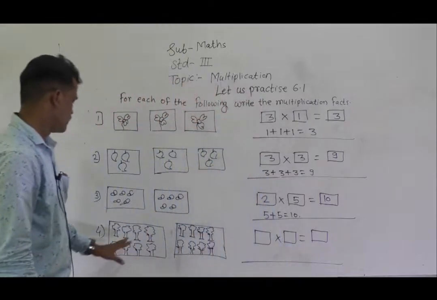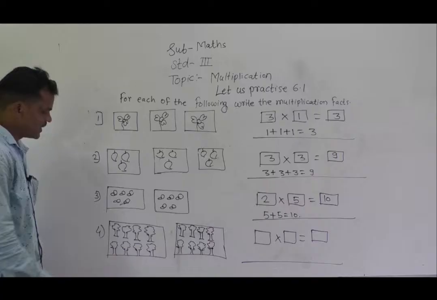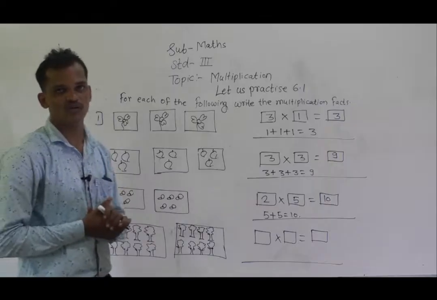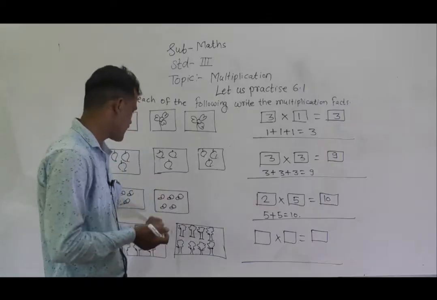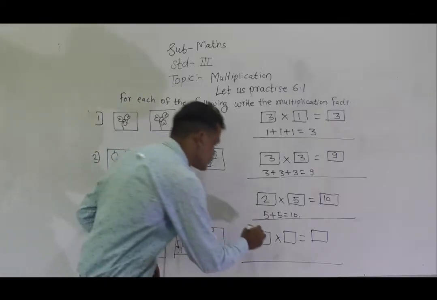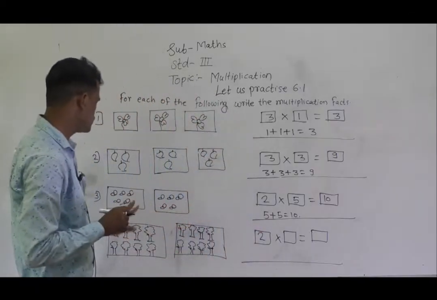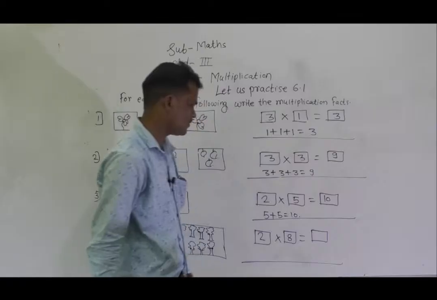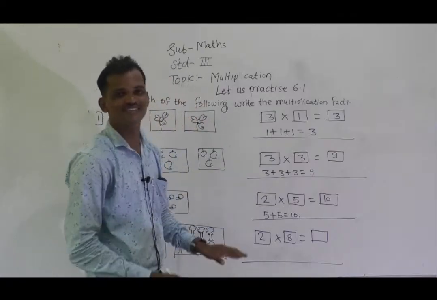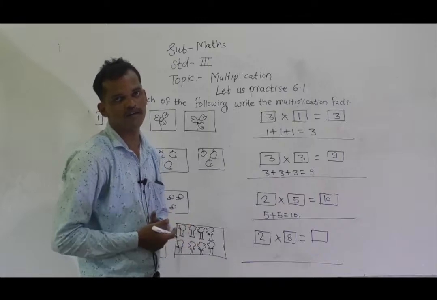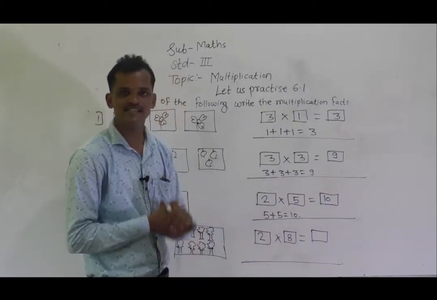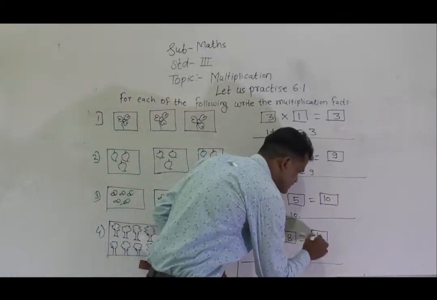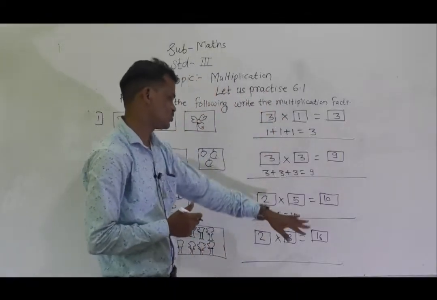Okay, then in each group there are 1 2 3 4 5 6 7 8 trees. Okay, and how many total groups are there? 1 and 2. So we can write 2 times, in each group there are 8 trees, so 2 times 8. Okay, you can find the answer by recitation of the table. Okay, 2 8s are 16 or 8 2s are 16. Okay, here 16 is the product of these two numbers.